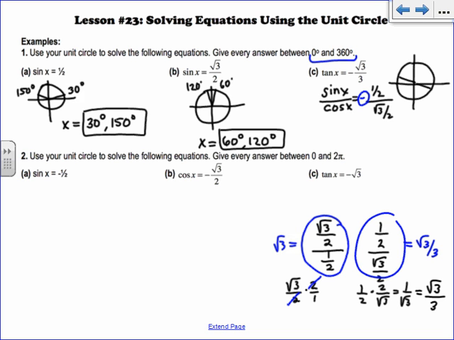Okay. Katie. All right, so what do we get? 150 again, and then what's the other one? 330. Do you guys understand how that works? So you kind of have to think about it. The tangents are a little bit hard. Think about which one it could possibly be. Is it 1/2 divided by √3/2, or is it √3/2 divided by 1/2? Okay? All right, so the next one.